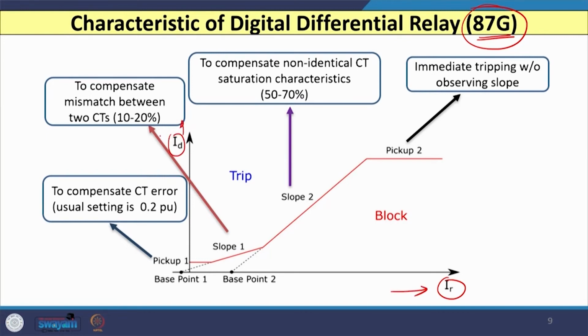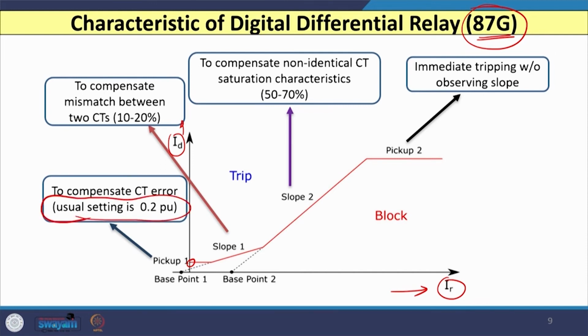Compared to the characteristic of the bias differential relay, which you know very well for electromechanical or static relay, this digital relay has a slightly different differential characteristic, and you can see that I have shown here. The first point is known as pickup 1. This pickup 1, which is on the y axis, is used to compensate the errors available in the CT, and its usual setting placed by the utility is 0.2 per unit.